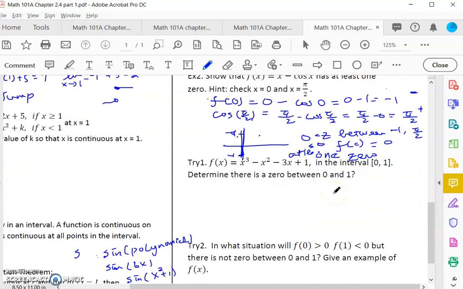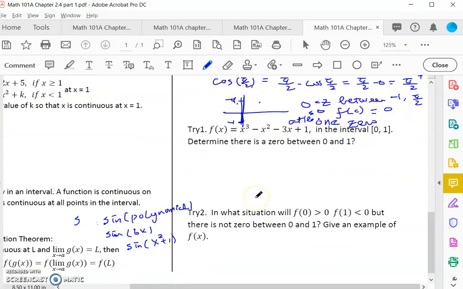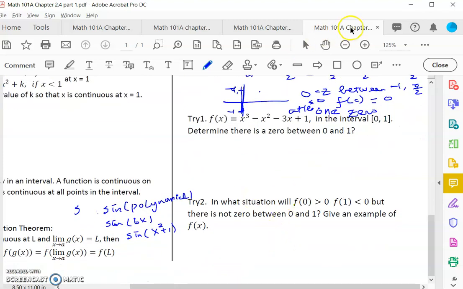So this particular question we'll do in class. And that is all for 2.4.